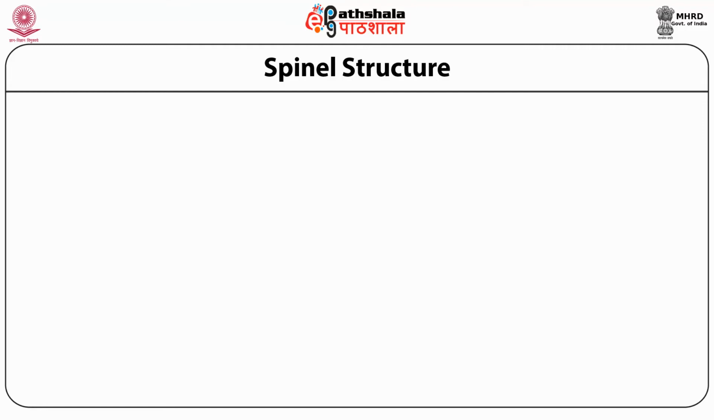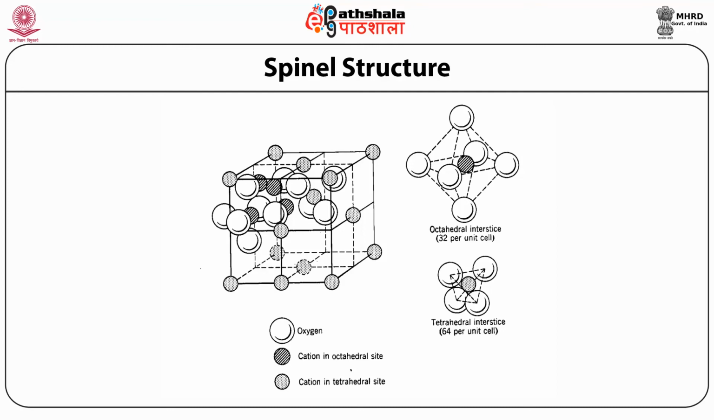So students, you can see the spinel structure which is shown in this slide. On the left hand side, you can see the arrangement of oxygens and A and B cations in octahedral sites and tetrahedral sites. Whereas on the right hand side, you can see the octahedral interstices which has 32 per unit cell. Whereas on the lower right corner, you can see the tetrahedral interstices which has 64 per unit cell.